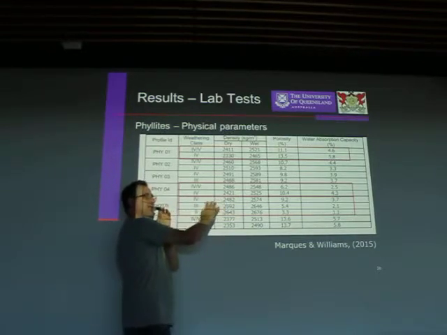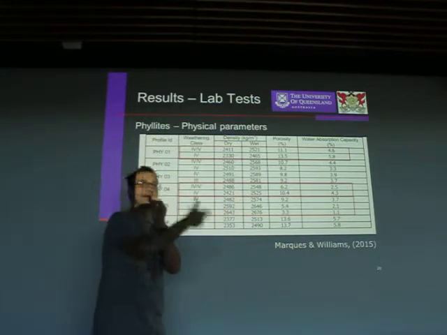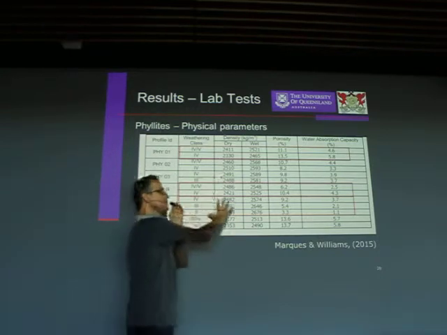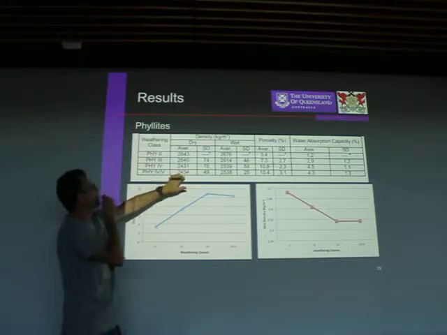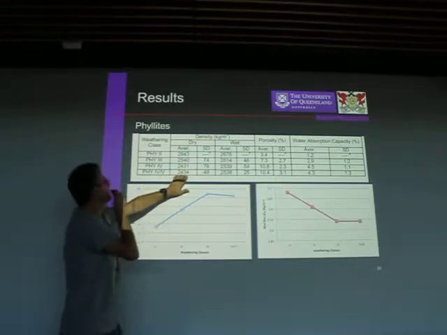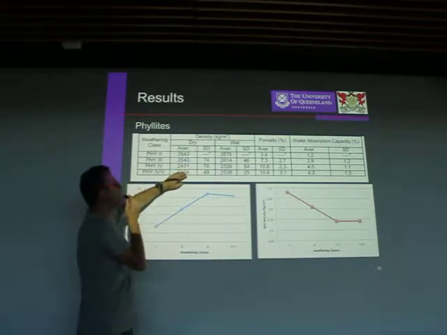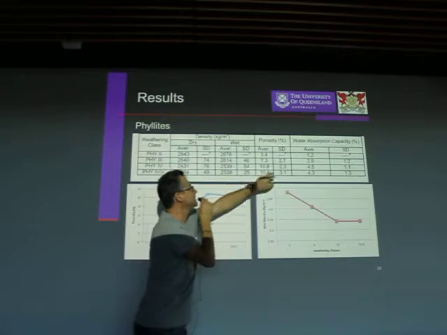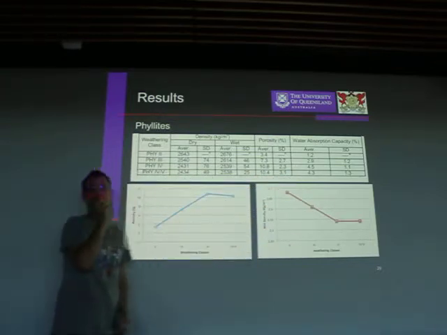So care should be taken when you are analyzing this data, because you should connect this with the mineralogy in order to check if there is any mineral that can be responsible for this behavior. But when you take a look at the average results, you can see what is the expected behavior: a diminishing of the density with the weathering, an increase of the porosity, and an increase in water absorption capacity, as we can see here in these graphs.